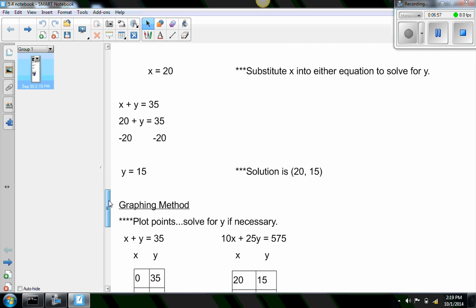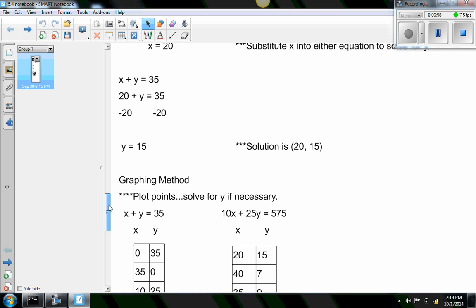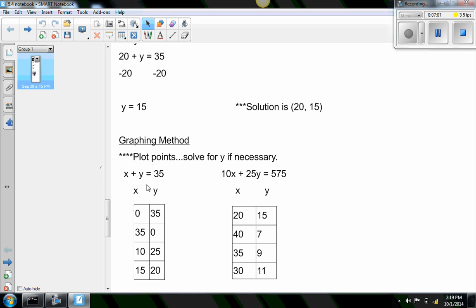And so to graph it, I didn't solve it for y. I could have, but in some cases it might make it a little messier. And so I just went ahead and plugged numbers in for x and y right here, because there were numbers that went in there nice. If I said x is 0, what does y have to be? 35. If I said x is 35, y has to be 0. If I say x is 10, y has to be 25. That's where I'm getting these. If I say x is 15, then y is 20.